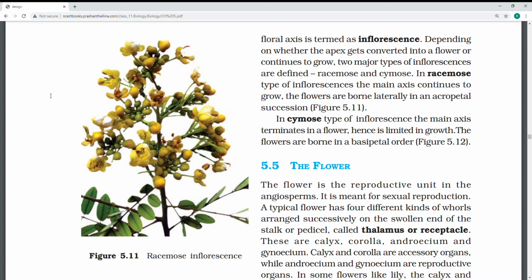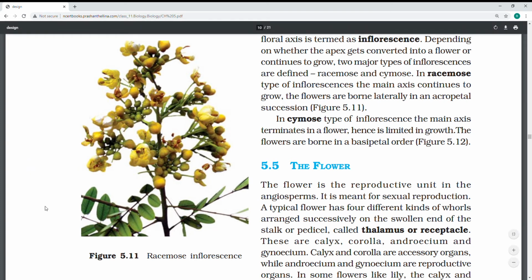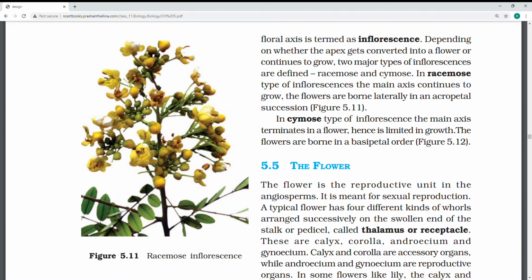The racemose inflorescence is generally one where the older flowers grow, as shown in the diagram. See, the big flowers are down and the younger buds are up. This is called racemose inflorescence. The cymose is obviously opposite to that, where the older flower is at the top, like the jasmine flower. If you observe the jasmine flower, it is on top and the buds are all down. So the types will be based on the type of arrangement.